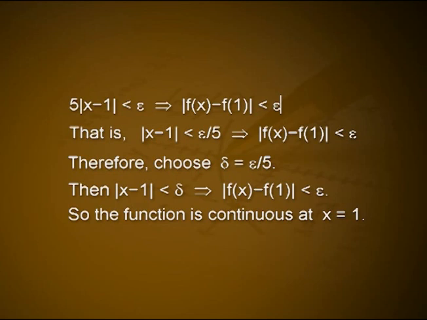That is, |x - 1| < epsilon/5 implies that |f(x) - f(1)| < epsilon. Therefore, if we choose delta = epsilon/5, then |x - 1| < delta implies that |f(x) - f(1)| < epsilon. So, the function is continuous at the point x = 1.